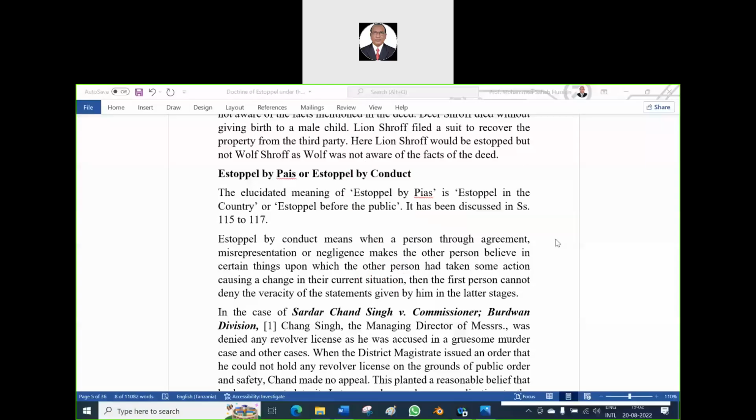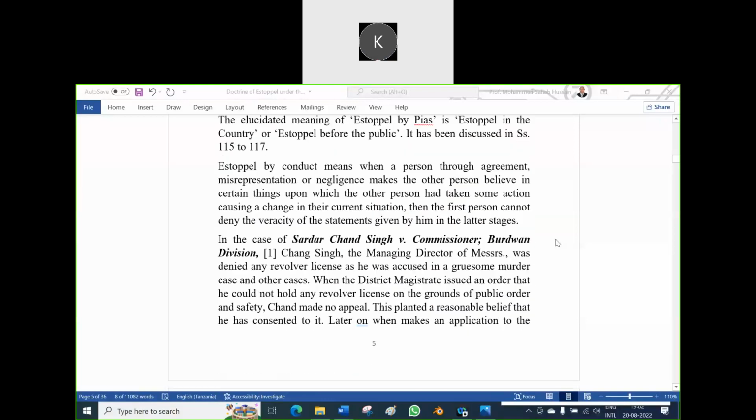Now the estoppel by deed is over. Estoppel by conduct has been discussed in already mentioned sections 115 to 117, sir. Estoppel by conduct means when a person through agreement, misrepresentation or negligence makes the other person believe in certain things upon which the other person had taken some action causing a change in their current situation, then the first person cannot deny the veracity of the statements given by him in the later stages. That is estoppel by conduct.